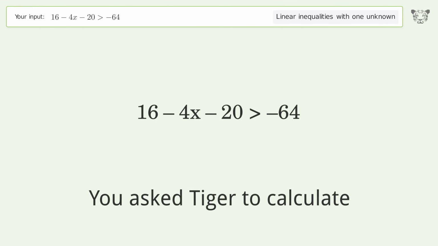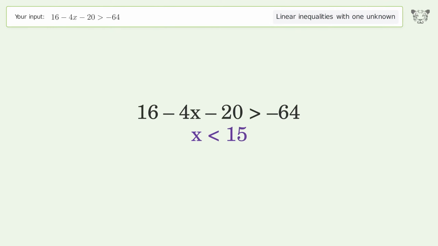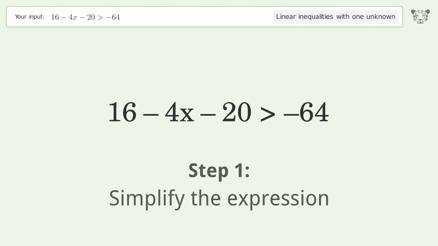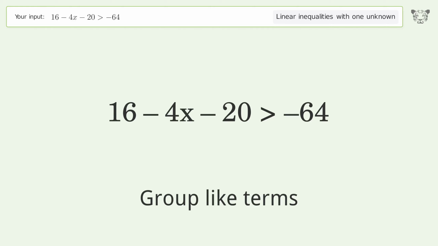You ask Tiger to calculate. This deals with linear inequalities with one unknown. The final result is x smaller than 15. Let's solve it step by step. Simplify the expression. Group like terms.